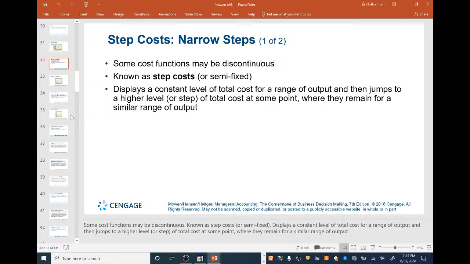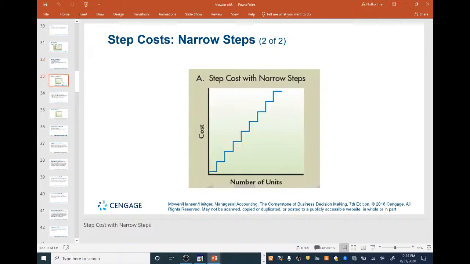Let's talk about step costs. There are both narrow steps and wide steps. Some cost functions may be discontinuous. This is known as step cost or semi-fixed. It displays a constant level of total cost for a range of output and then jumps to a higher level, or steps up, at some point, where it remains for a similar range of output. So this is the step cost, and we're going to get an example right here.